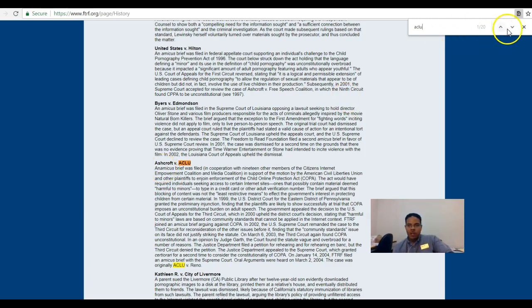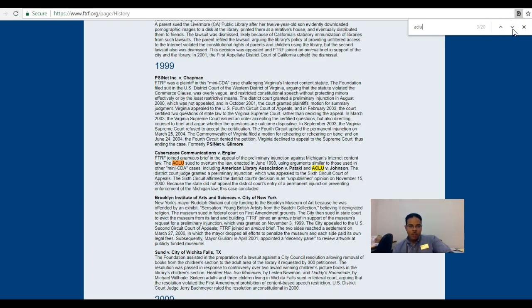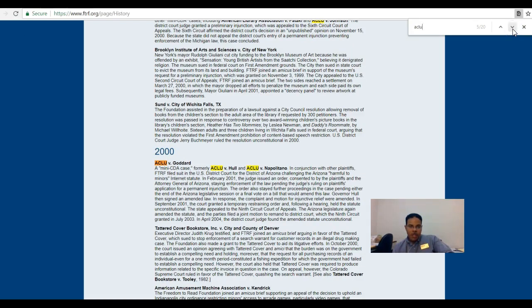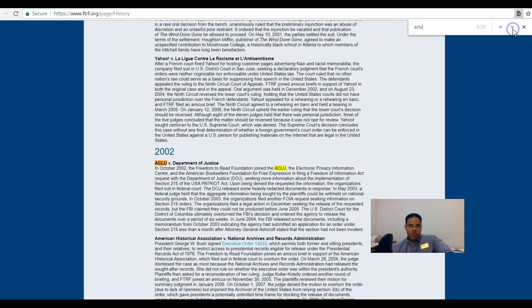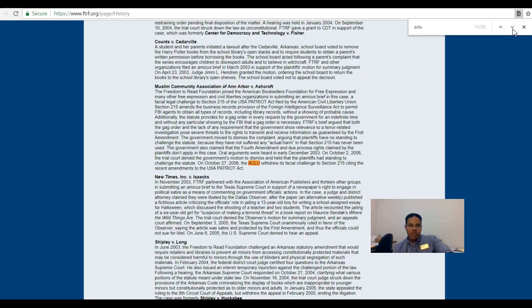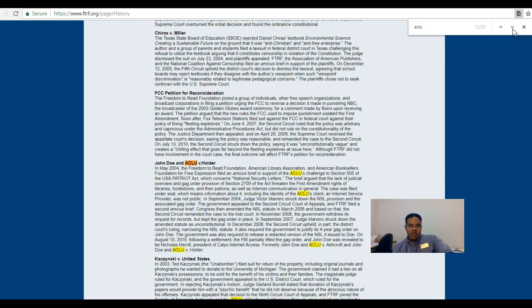Ashcroft versus ACLU, as well as ACLU versus Johnson and ACLU versus Goddard. So these are just a few. We've also got ACLU versus the Department of Justice, and John Doe and ACLU versus Holder. These are just a few. There are a few others on this list.